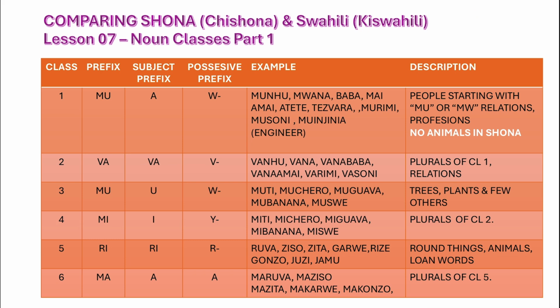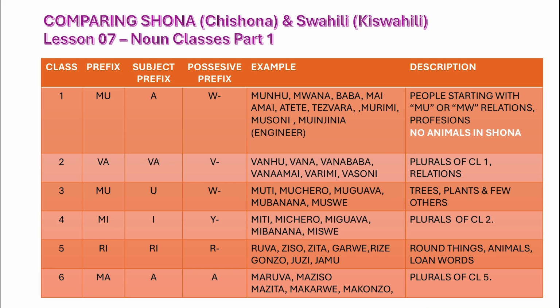Class 2 are the plurals of class 1. For example, munu is vanu; mwana is vana; baba is vana baba, fathers; mai is vana mai; varimi is farmers; vasoni is tailors.